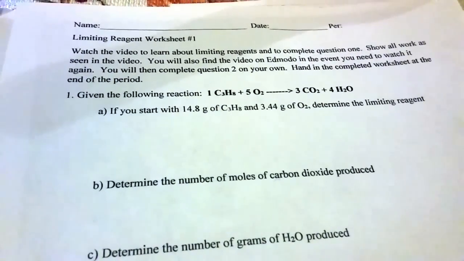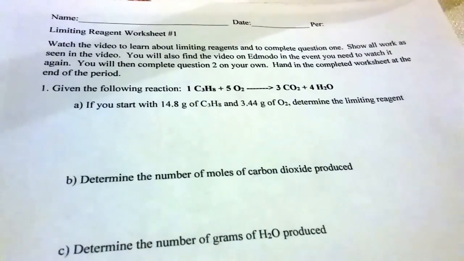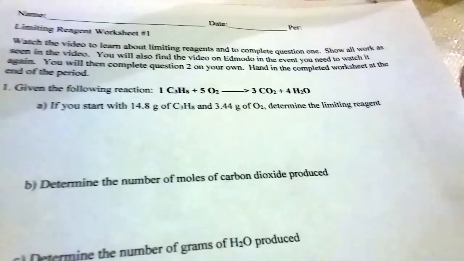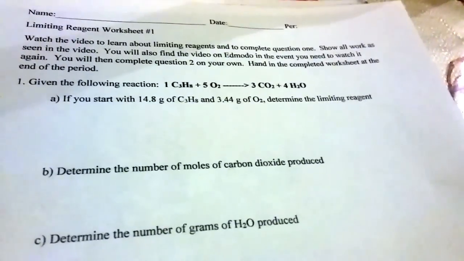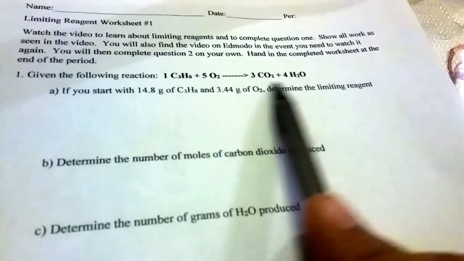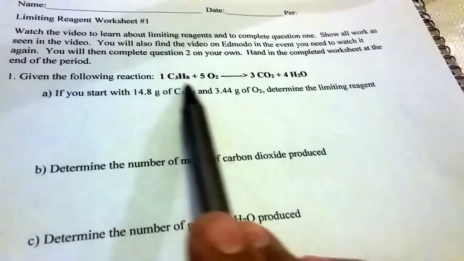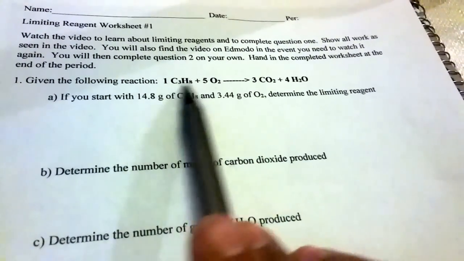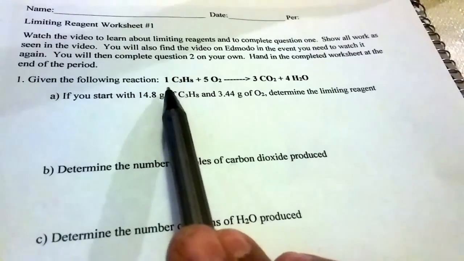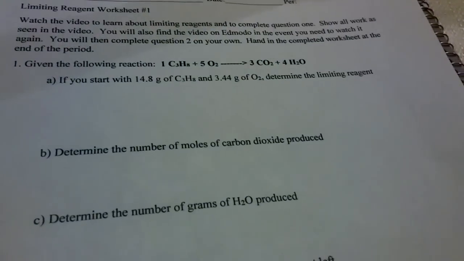We're going to talk about limiting reagents, and we're going to use this video to fill out the first question on the worksheet. Okay, we start with an equation where obviously we have reactants and we have our products. And the limiting reagent is the one reactant that runs out first. So because it runs out, we no longer have enough of it to continue the reaction.